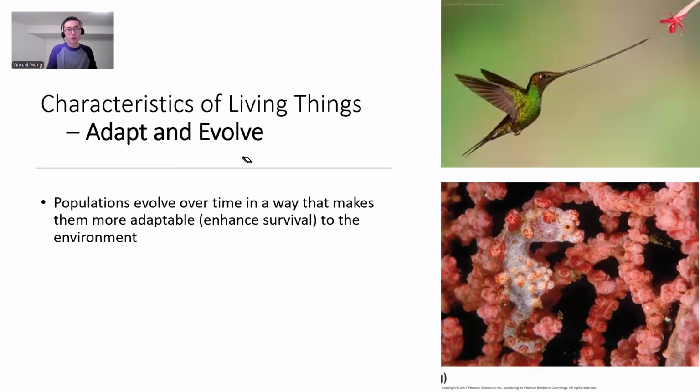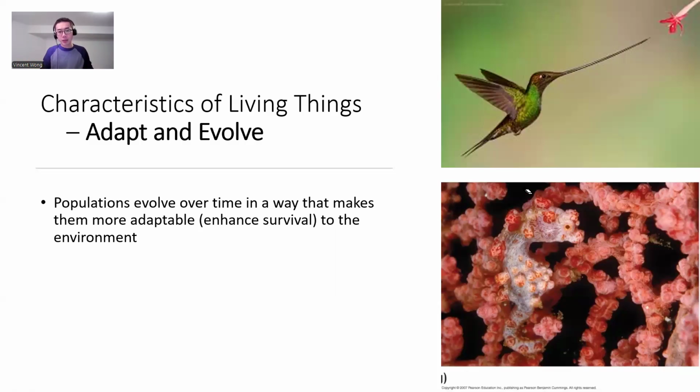So, what's the purpose of adapting and evolving? Well, this allows organisms to survive better. For example, the hummingbird has a very long beak that allows it to get the nectar from plants that have really deep pockets. If the beak were shorter, like just here, then it wouldn't be able to get all the nectar, right? So by evolving that long beak over time, they're able to do so.